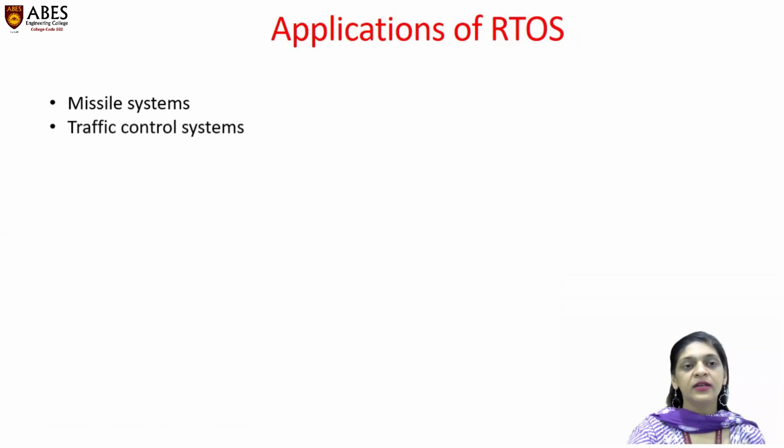Next example we can consider is traffic control systems. It means the systems which carry out control of the various traffic, either in a physical mode or in an online mode. Next, we can consider radar gadgets. These are some of the applications of RTOS we can consider.